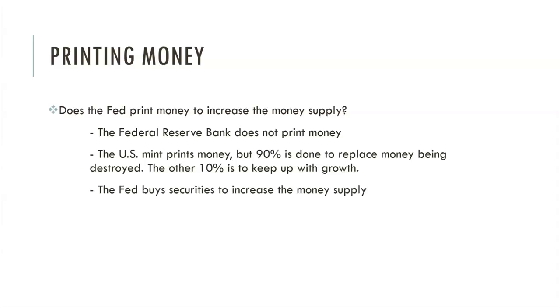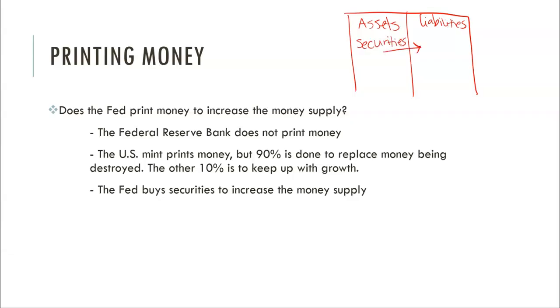Now, the Fed actually increases the digital money supply by purchasing treasury securities or other types of assets. And so on the Fed's balance sheet, assets and liabilities, they're going to buy securities, and in exchange, they're going to give people digital currency, banks or the government or whoever.